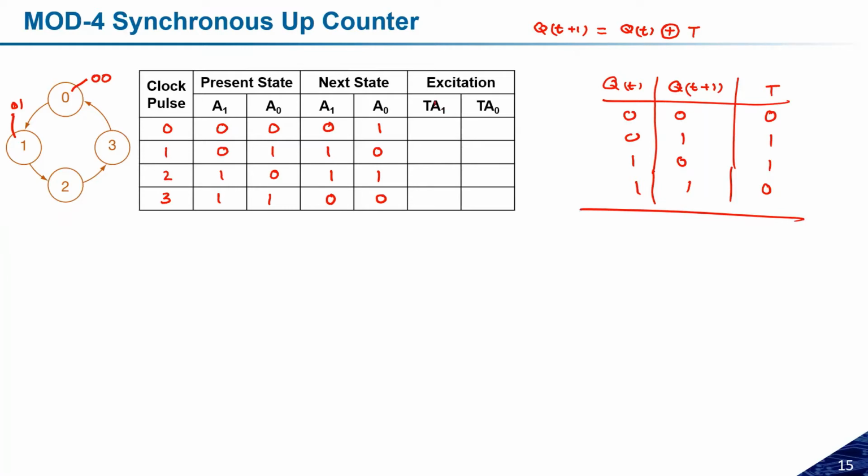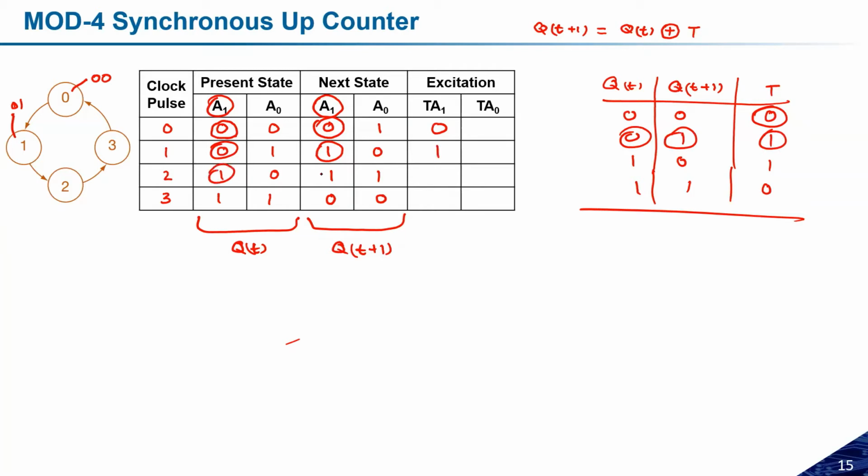So let us try to see here. If I want to make it for A1, what do I need to consider? A1 from the present state and A1 from the next state. This is for Q(t) and this is for Q(t+1), and based on that I will calculate the T for A1 and A0. Okay, 0 and 0, T should be 0. 0 and 1, T should be 1. 1 and 1, T should be 0. And 1 and 0, it should be 1. So 0 1 0 1 is the TA1.